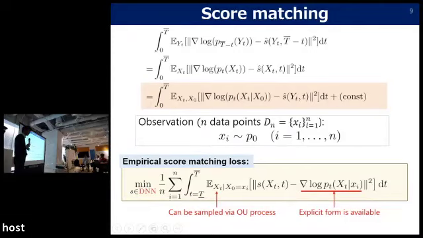This is called the empirical score matching loss. We just minimize this loss function with respect to some model of the score. In practice, we use a deep neural network as a model of the score function S. In image generation problems, we usually use a U-Net as a model of S, but in this study we just consider a fully connected deep neural network, with d-dimensional input and d-dimensional output. Then this is the diffusion model.